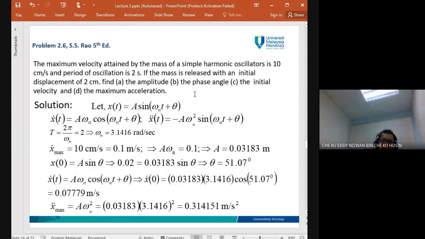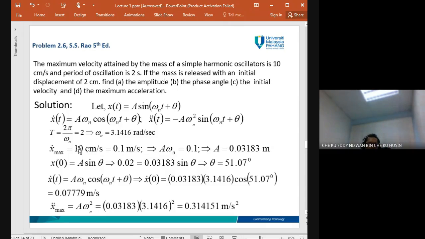So this is x, x naught and x double dot. Now based on this relationship, we know the maximum velocity is 10 cm per second. In the first place, you have to convert into SI units. So maximum velocity is equivalent to A omega n, which is 0.1. We already calculated omega n, so we can solve for the maximum amplitude.